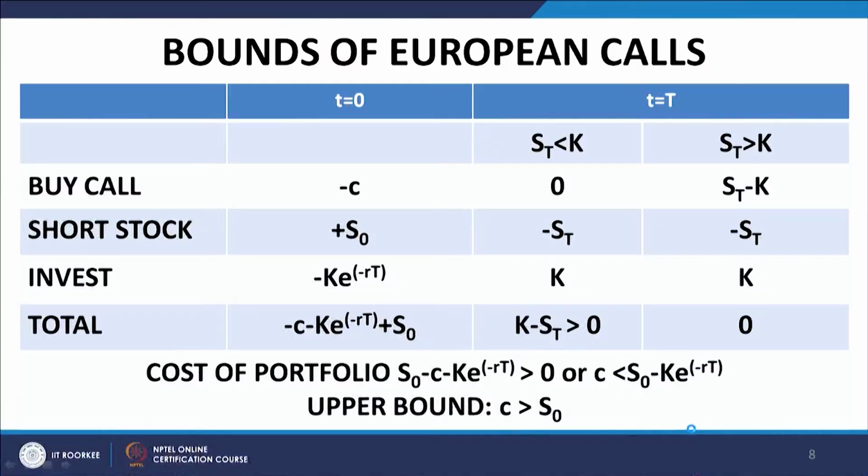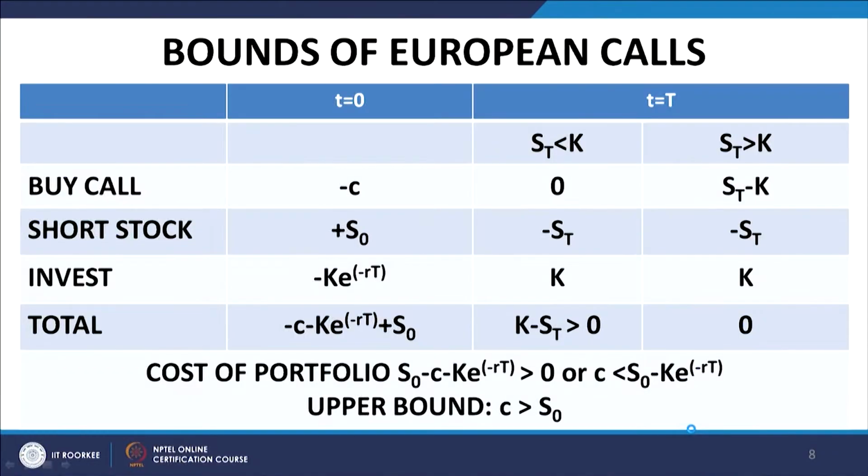It's not that these bounds cannot be violated at all. There may be situations in the market when these bounds would be violated, but if they are violated, arbitrage pressure will come up and the prices will realign themselves in such a way that the equilibrium prices move back to within the bounds. Let us look at this.